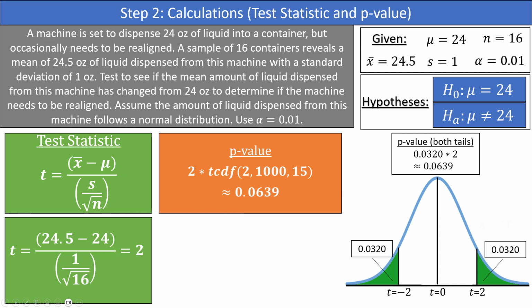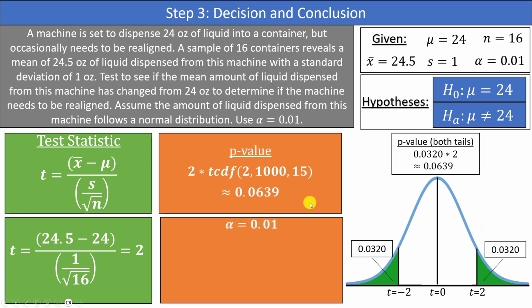Okay, and then at this point, we can go ahead and do our decision and conclusion. To make our decision, we will compare the p-value to the level of significance, which is 0.01 in this case. The p-value is 0.0639, which is larger than the level of significance of 0.01. So remember the saying, if the p-value is low, the null has to go, or in this case, if the p-value is high, the null will fly. The p-value is greater than 0.01, so the p-value is high, the null will fly.